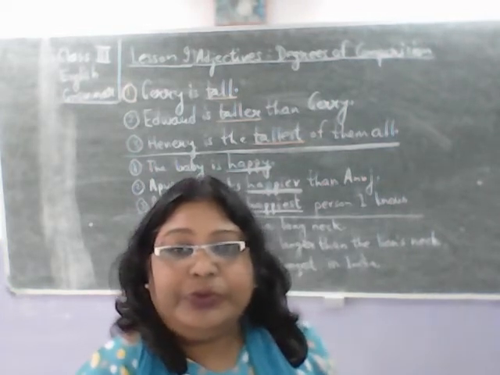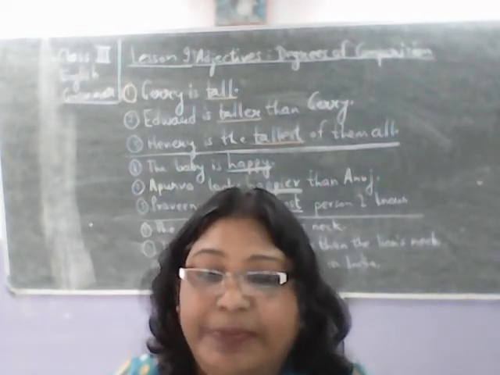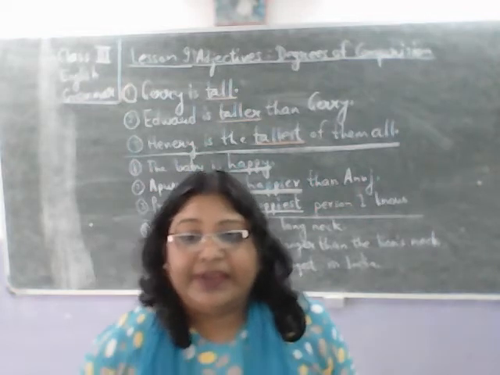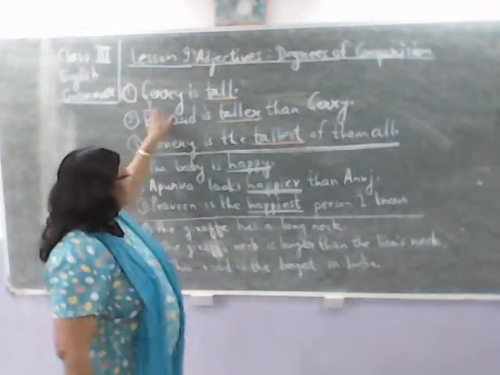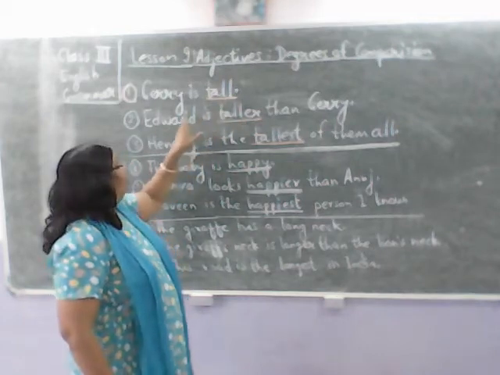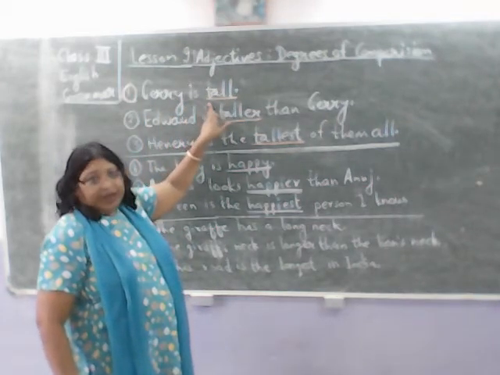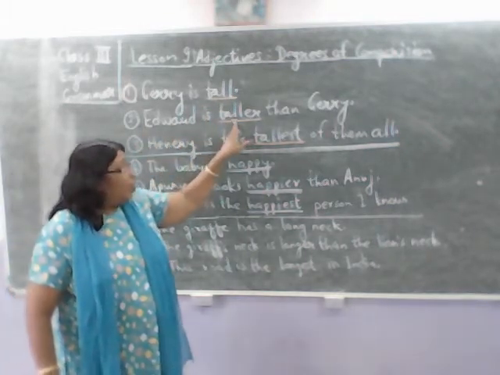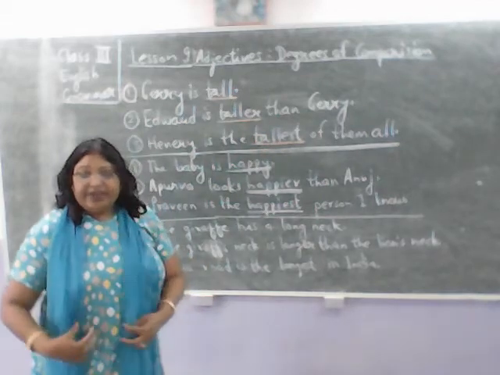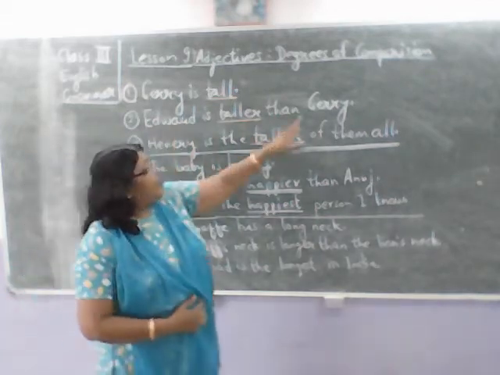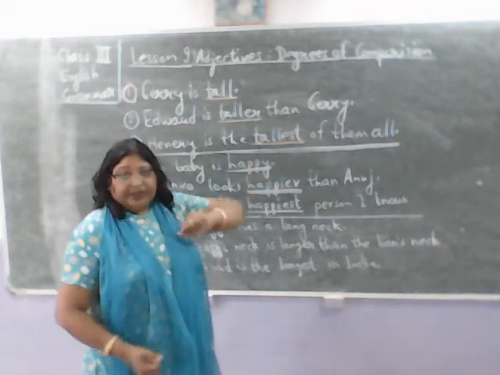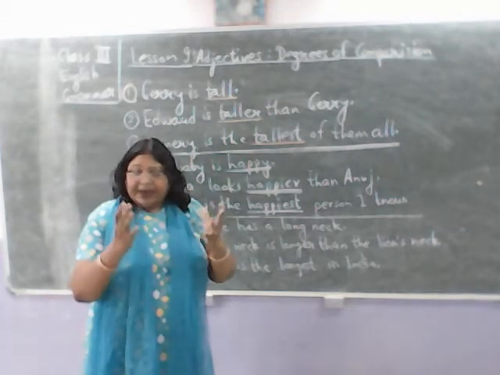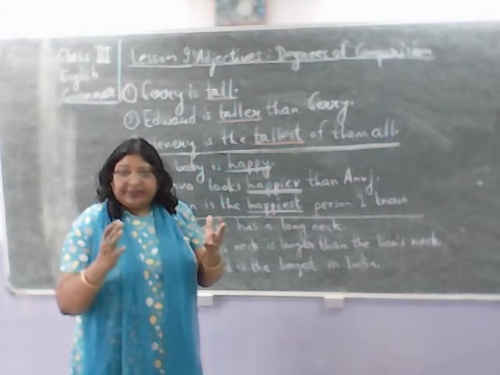So I am going to explain this degrees of comparison by giving some examples. Now, read these sentences. Jerry is tall. So we are telling something about Jerry, that he is tall. Second sentence, Edward is taller than Jerry. So here we compare Edward and Jerry. We are comparing their height. So we are using the adjective taller when we are comparing the height of two things.